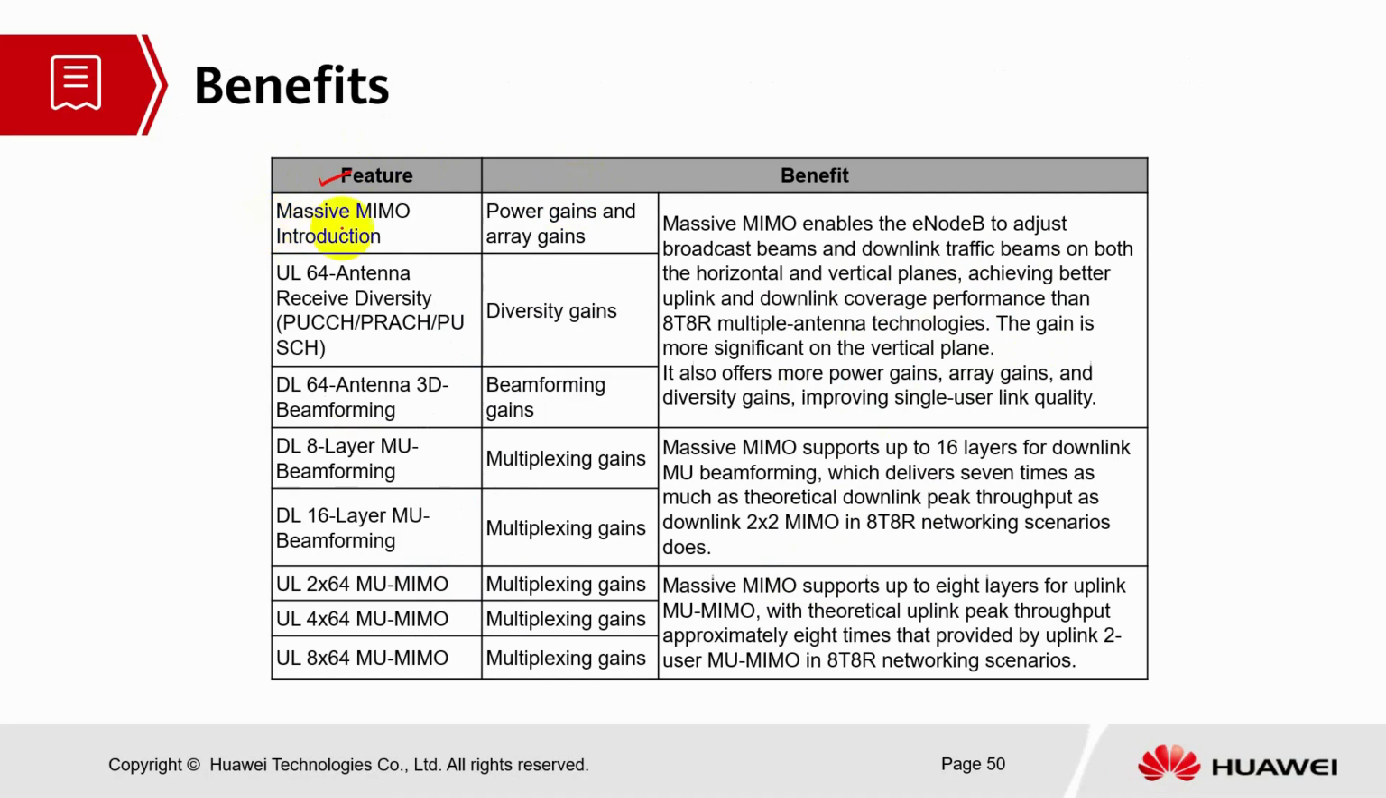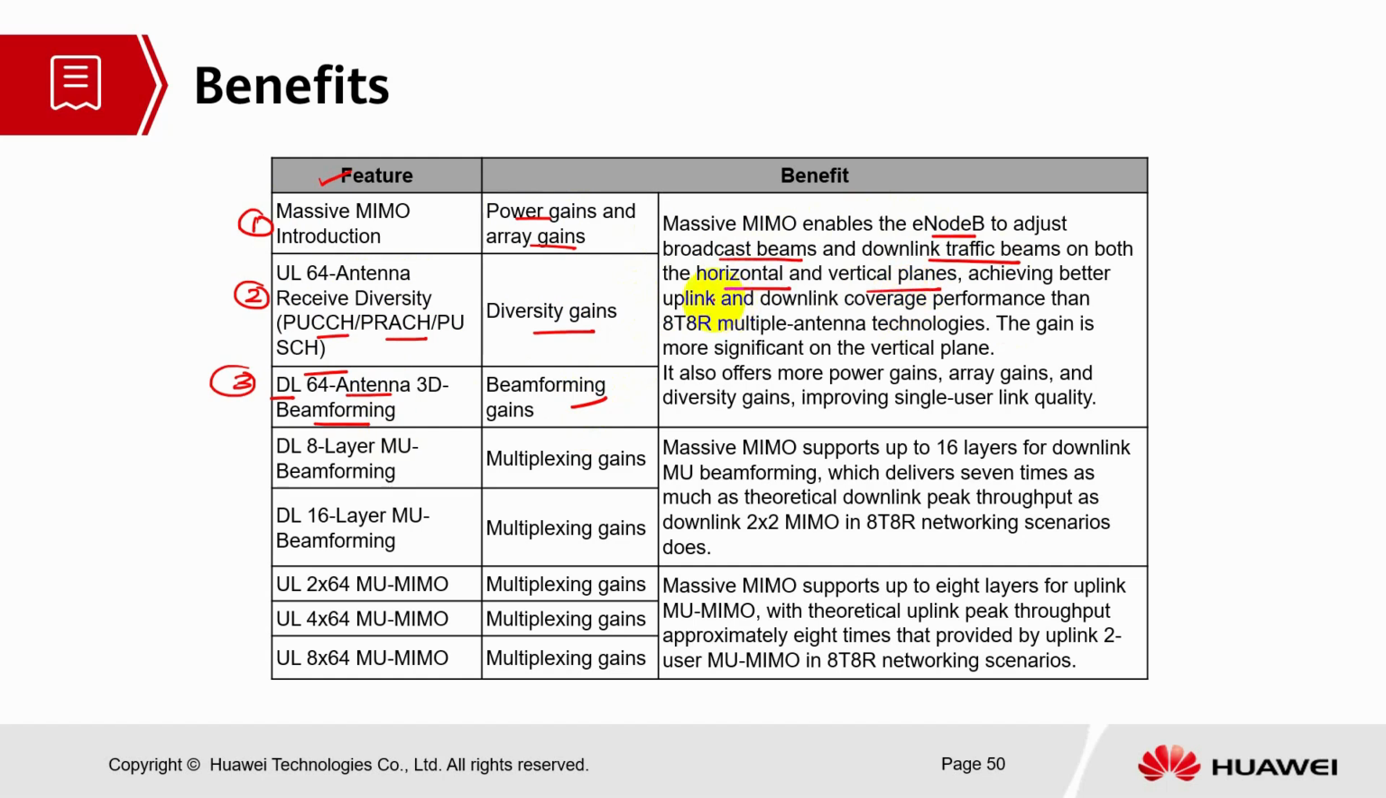If you are using the Massive MIMO feature, it will improve the power gains and array gains. For uplink 64 antenna receive diversity for uplink control channel, PRACH random access channel and PUSCH shared channel, it will improve the diversity gain. And if you are using the feature of downlink 64 antenna and 3D beamforming, it will help on the beamforming gain. All of them are basically going to enable the eNodeB to adjust broadcast beam and downlink traffic beam on both horizontal and vertical planes.